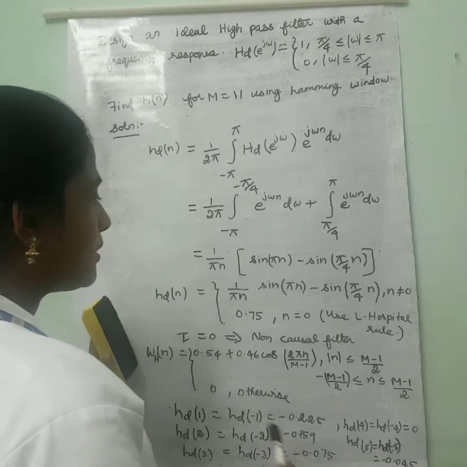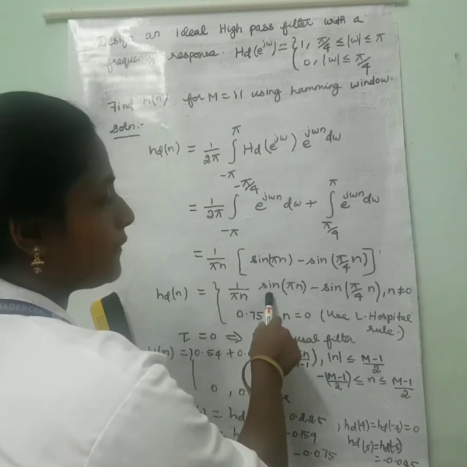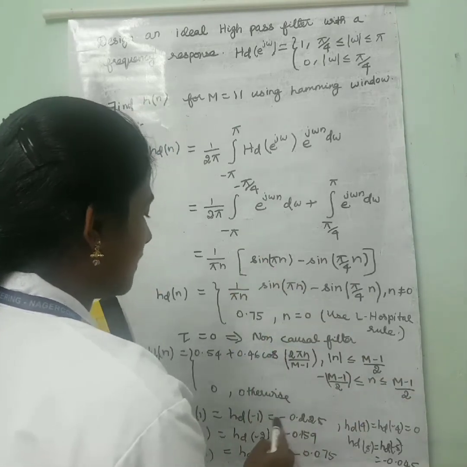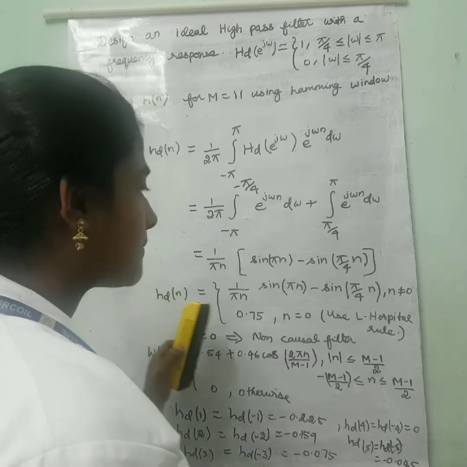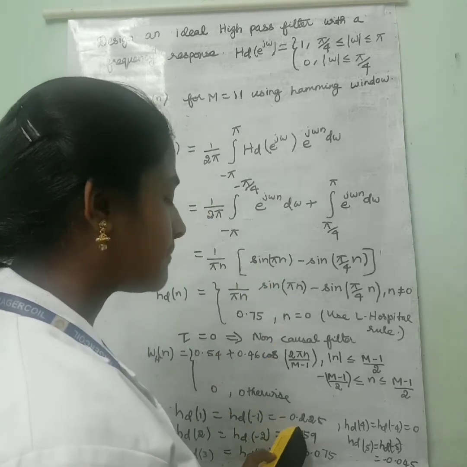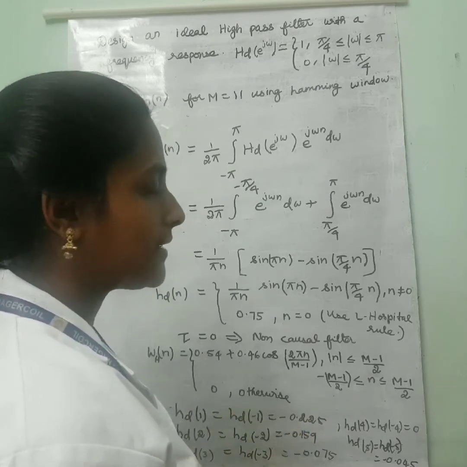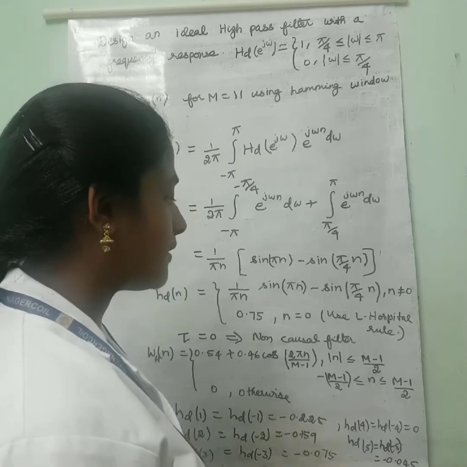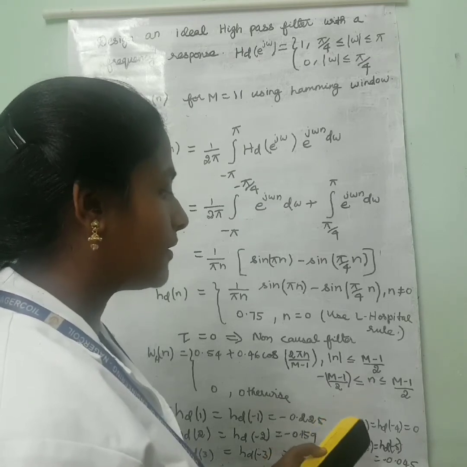When you are substituting the value of 1, you will get for hd of 1 and hd of minus 1 also the same answer, that is minus 0.225. Similarly, when you are substituting n is equal to 2 and minus 2 also you will get the same answer, that is minus 0.159. When n is equal to 3 and minus 3 also you will get the same answer, that is minus 0.075. Then you can substitute n is equal to 4 and 5.